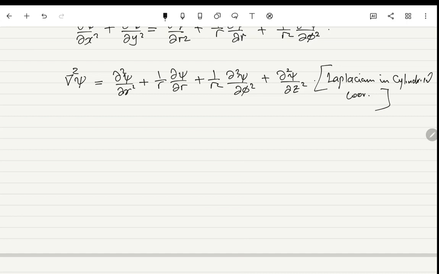One of the important equations we use in physics is the Helmholtz equation. Actually, this equation is used in waves, in optics, in quantum mechanics, solid state, electrodynamics, and so on. So this Helmholtz equation is defined as Laplacian psi plus k square psi equal to 0. So this equation is called the Helmholtz equation.